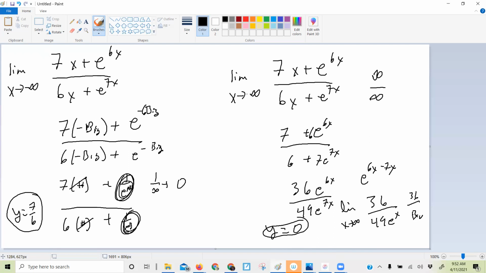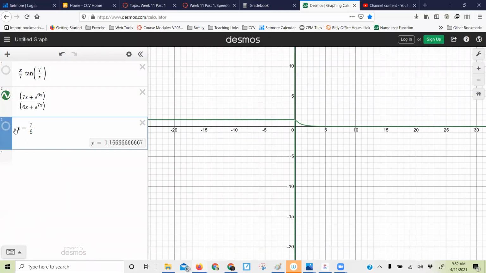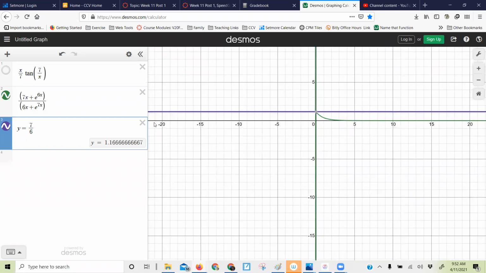So now let's go to Desmos and see what we have. And lo and behold, look at that. Out to the left it's at 7 over 6, and out to the right it goes to 0. So I guess I was right.